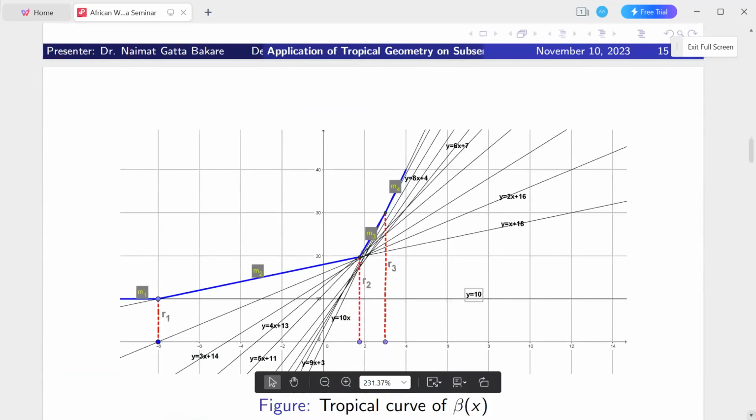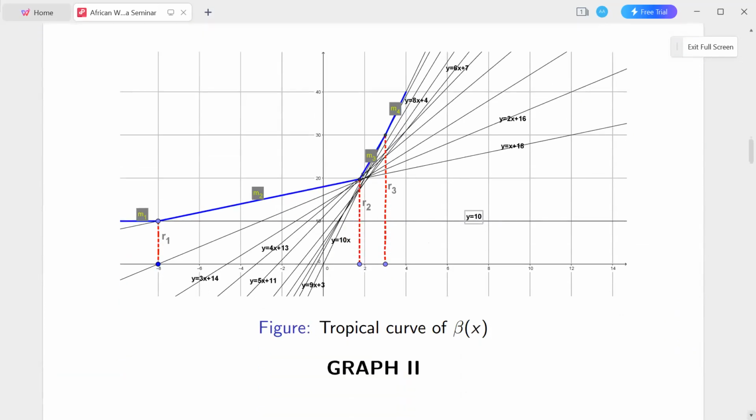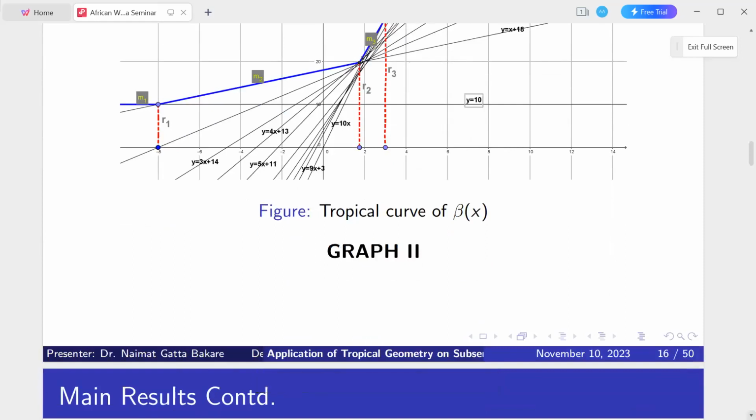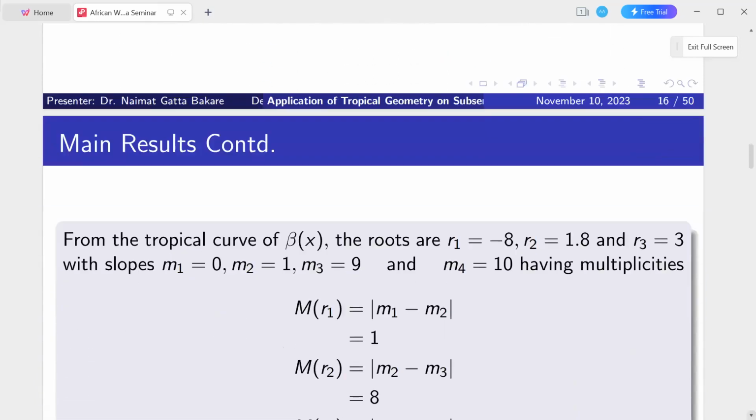The same thing is applicable to the second transformation we are considering, that which is beta of alpha. We plot its own graph also, and this is what we obtain. We obtain the root for its own, and we obtain the slope. Our M1, this one, is slope 1, slope 2, slope 3, slope 4, while our roots are R1, R2, and R3. So that is how we obtain that. Then from this graph, we equally find the multiplicity for that beta of alpha as this.